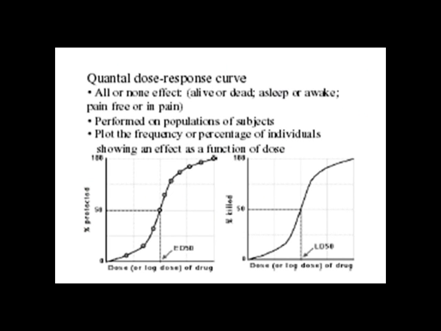Now, a quantal dose response curve looks something of this sort. It is performed on a population of subjects. So it usually deals with whether after taking this drug, the patient is alive or dead, asleep or awake, pain free or in pain. We are not dealing with absolute numbers. We are dealing with the quality of a particular thing. So usually these dose response curves look like this.